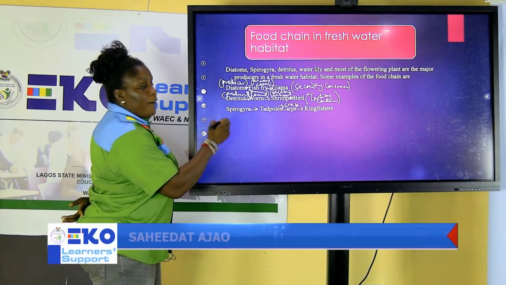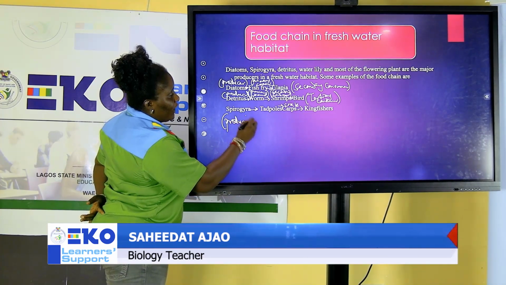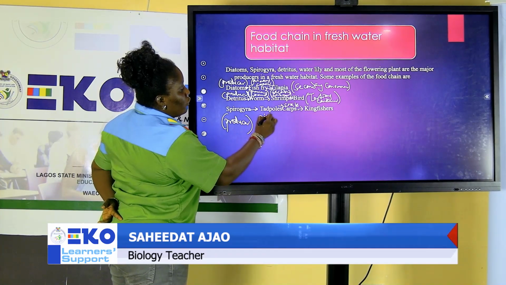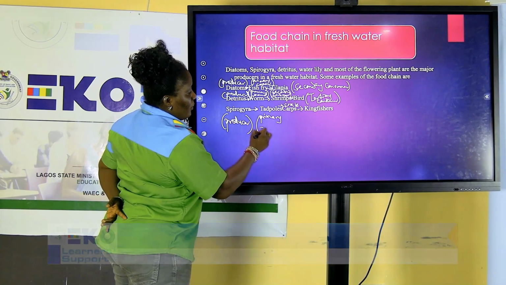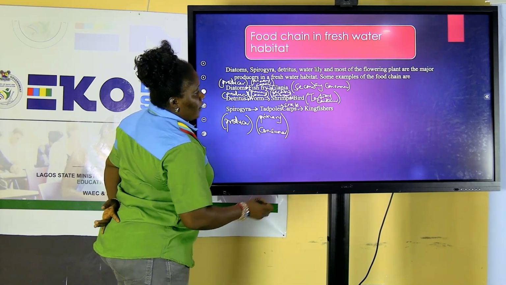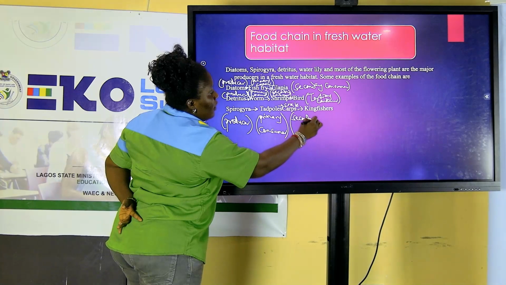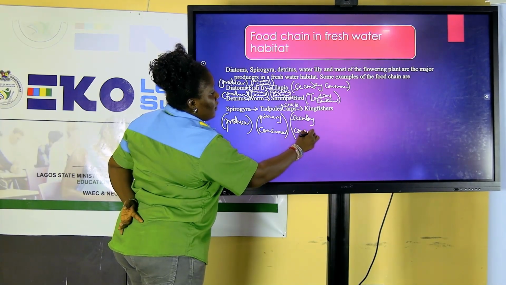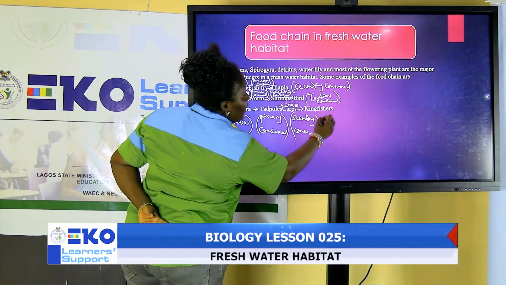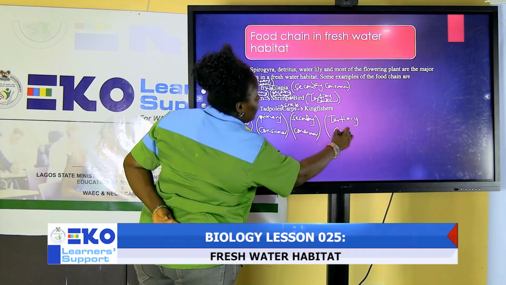So the spirogyra is the producer in this food chain. The tadpole is the primary consumer. The crab is the secondary consumer, while the kingfisher is the tertiary consumer.